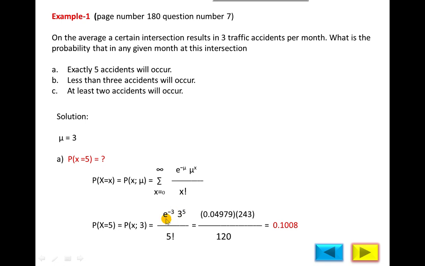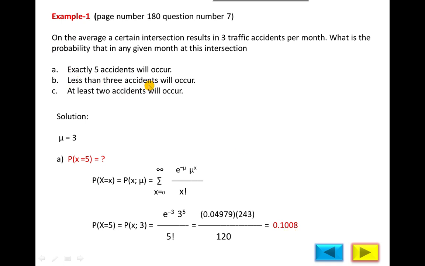In your calculator, first press E and then press -3, then the equal sign, and you will obtain this value, 3 power 5 over 5 factorial, which is equal to 0.1008. So the probability of exactly 5 accidents occurring is 0.1008.